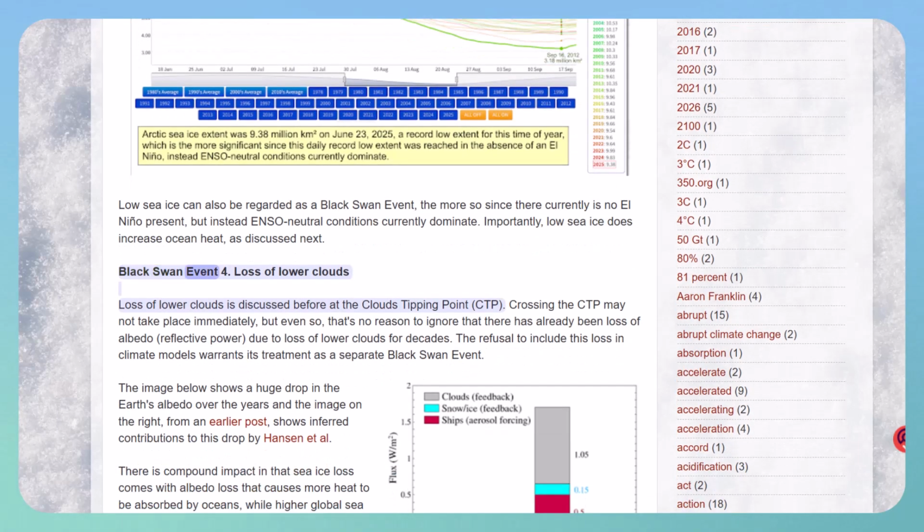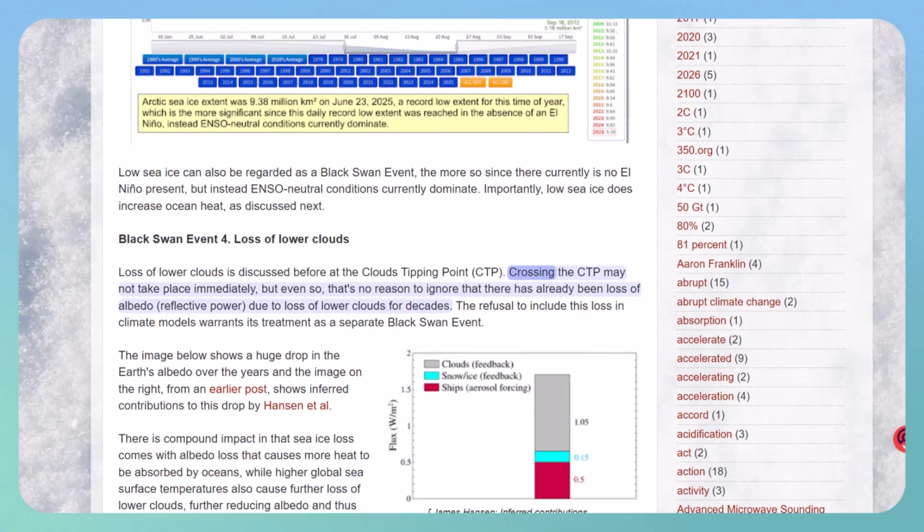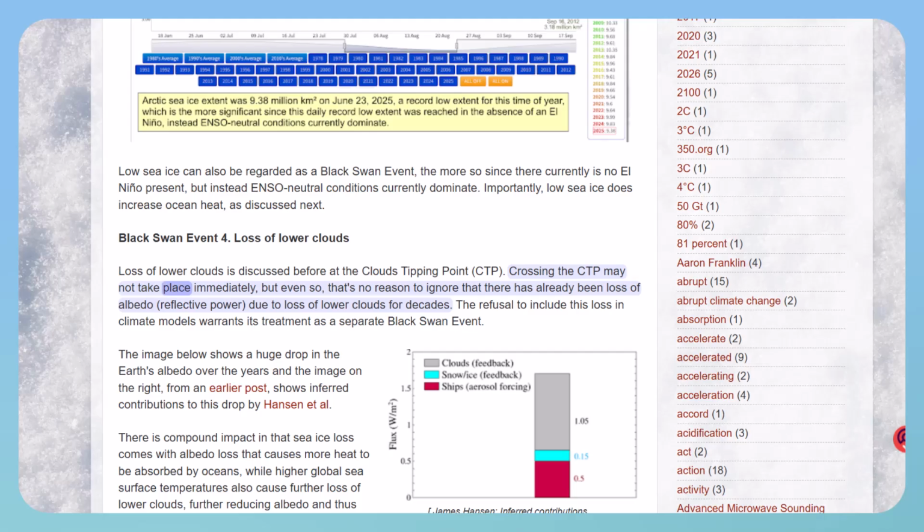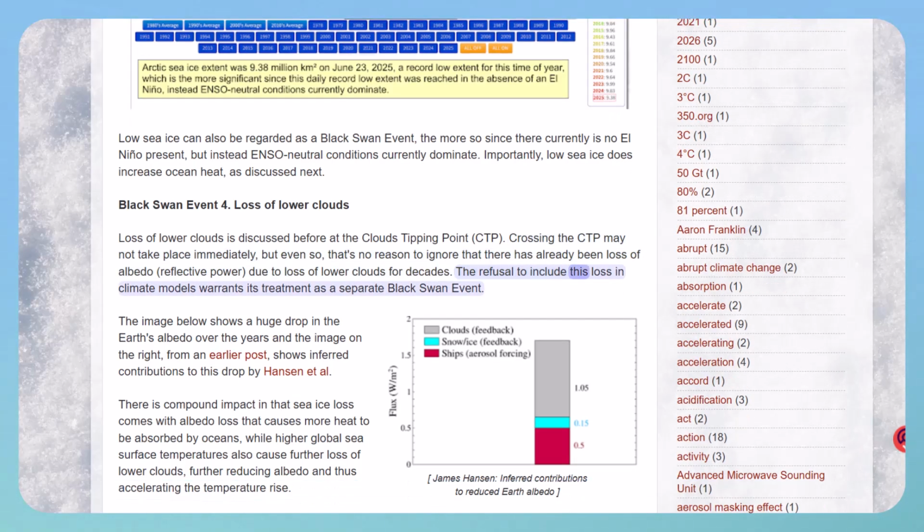Black Swan Event 4: Loss of lower clouds. Loss of lower clouds is discussed before at the clouds tipping point, CTP. Crossing the CTP may not take place immediately, but even so, that's no reason to ignore that there has already been loss of albedo, reflective power, due to loss of lower clouds for decades. The refusal to include this loss in climate models warrants its treatment as a separate black swan event.